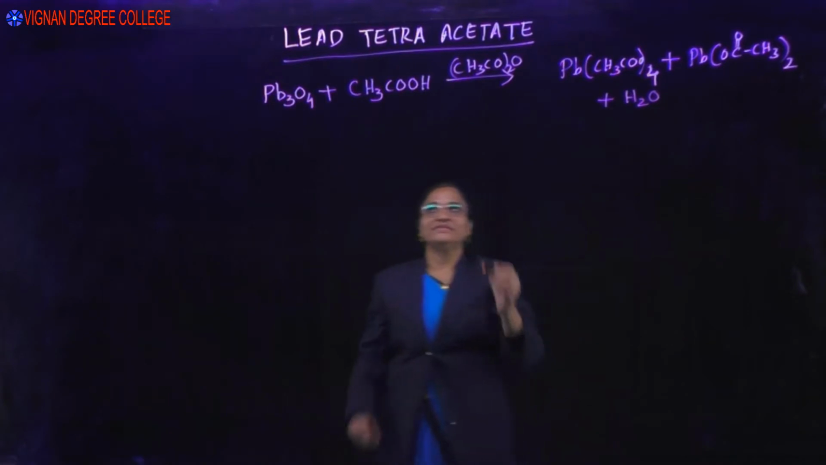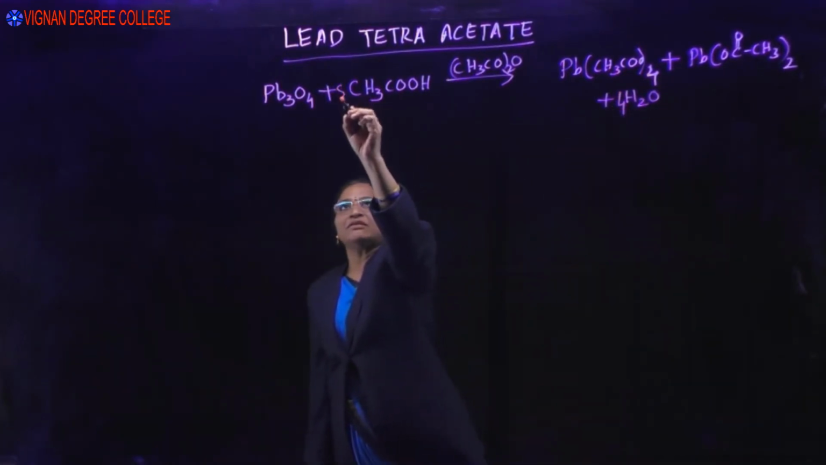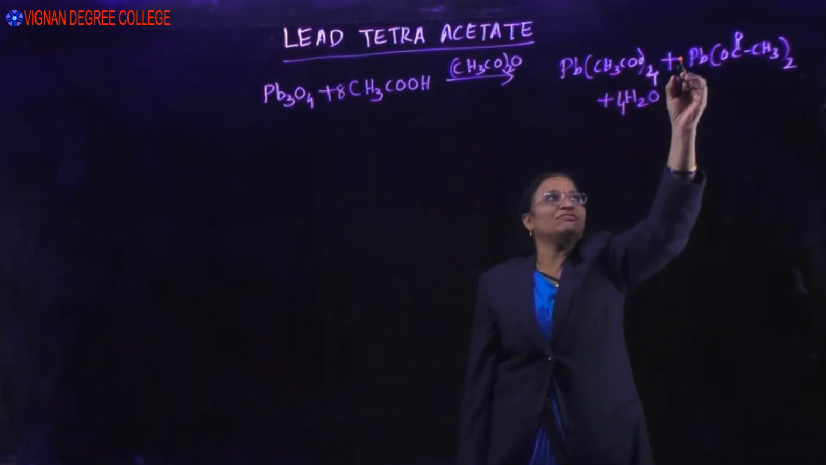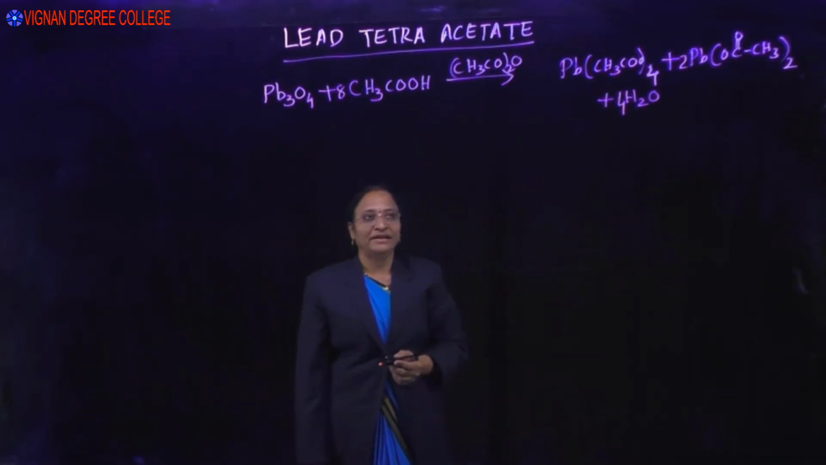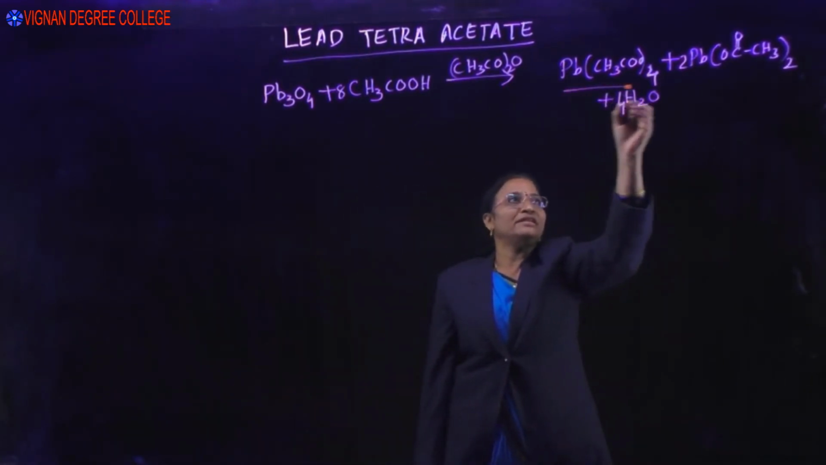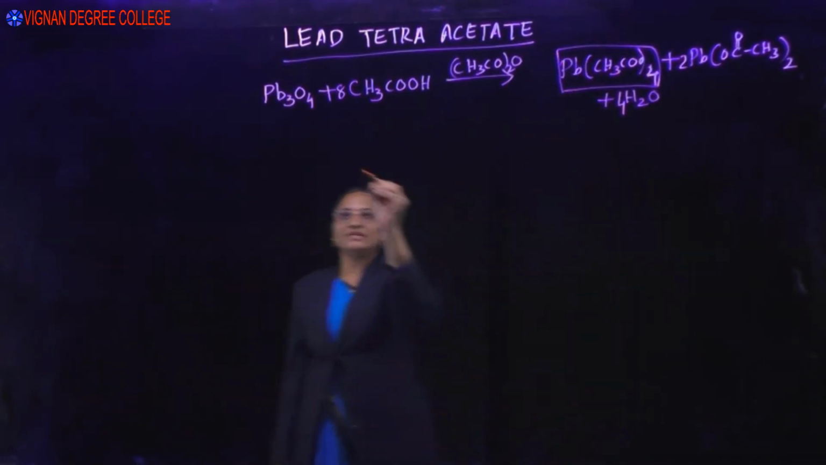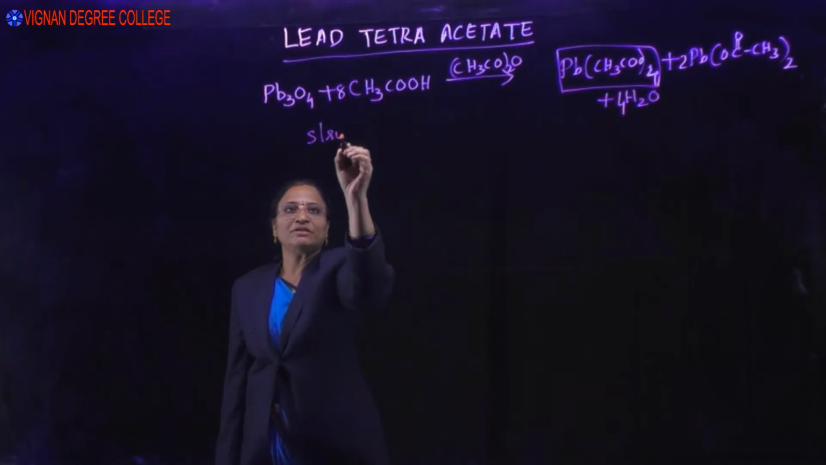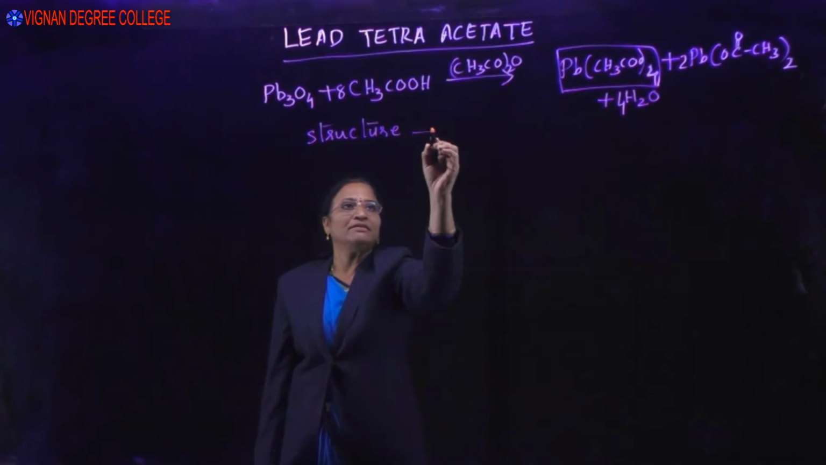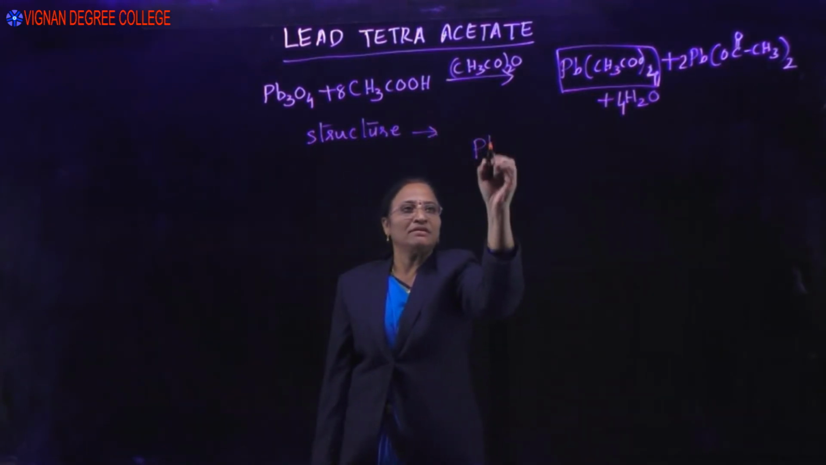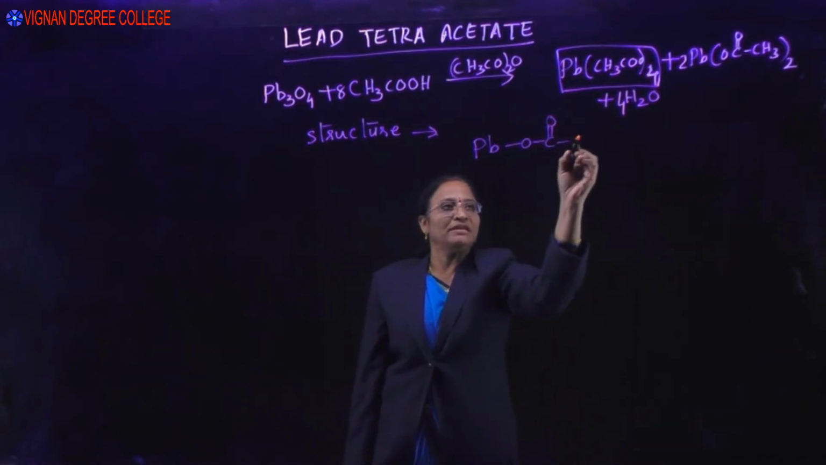If you balance this reaction, lead oxide reacts with 8 molecules of acetic acid to give lead tetraacetate and lead diacetate. So lead tetraacetate is used as the oxidizing agent. What is the structure of lead tetraacetate? Lead tetraacetate consists of lead linked with 4 acetate molecules.